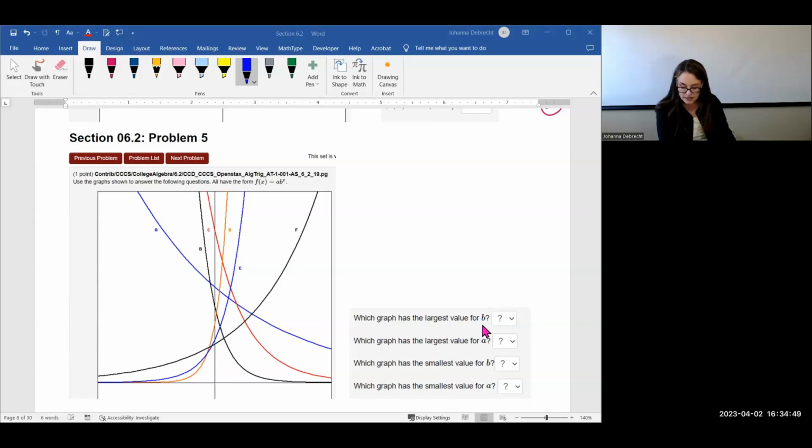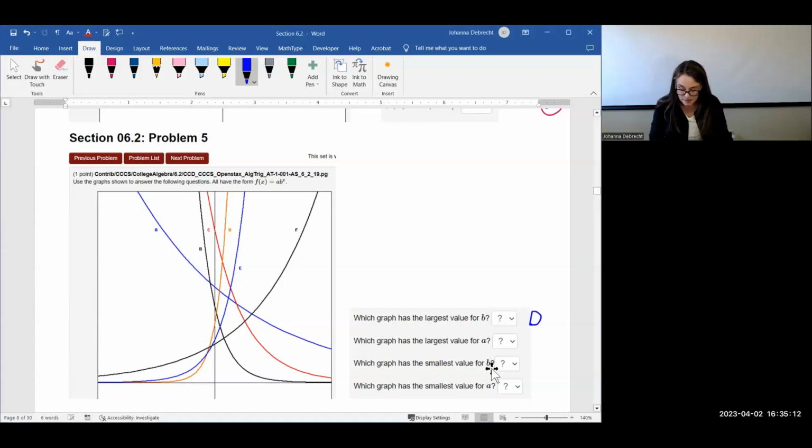Now this says which has the largest value for B. It has to be one of the growth ones, because for the decay ones, the value of B is between 0 and 1. So it's got to be one of the growth ones. It's got to be the growth one that changes the most rapidly, which is D. So coming down here, this is going to be D.